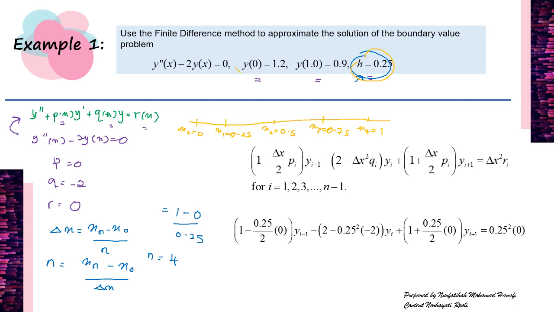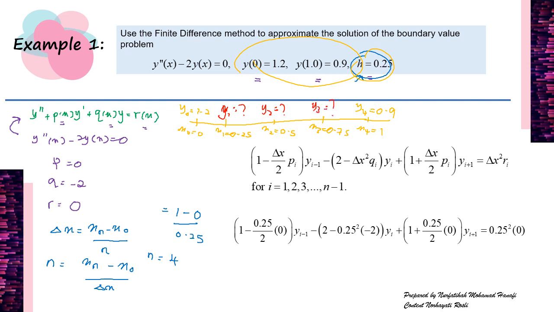And from the condition given, when x is 0, our y is equal to 1.2, and when x is equal to 1, our y is equal to 0.9. So we are going to find the values for y1, y2, and also y3.